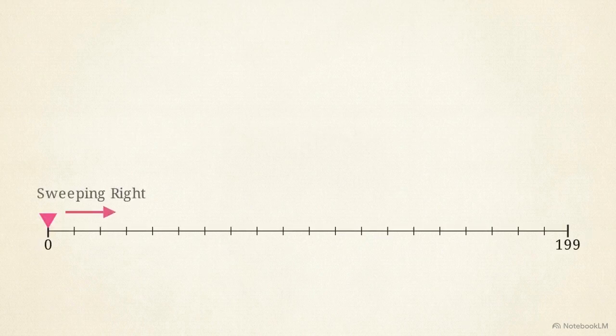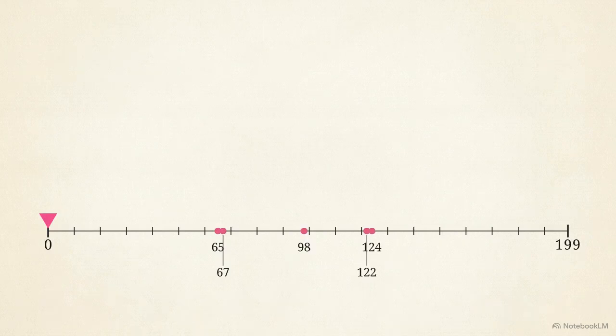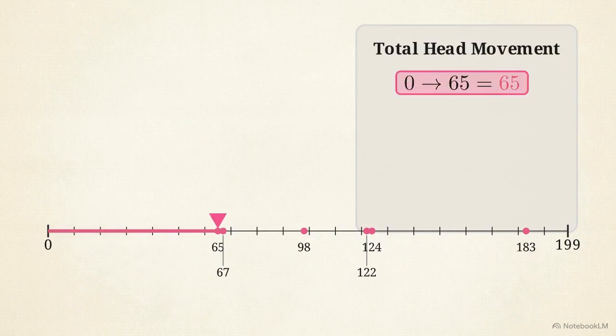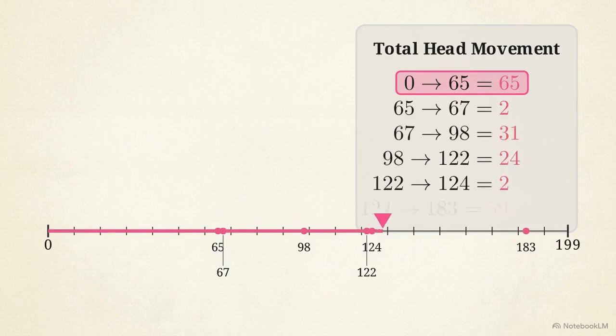The head sweeps right, picking up remaining requests. The table logs distances hitting 65, 67, 98, 122, 124, and 183. The largest jump crosses from 0 to 65. Then the queue empties through microjumps: 2, 31, 24, 2, and 59.